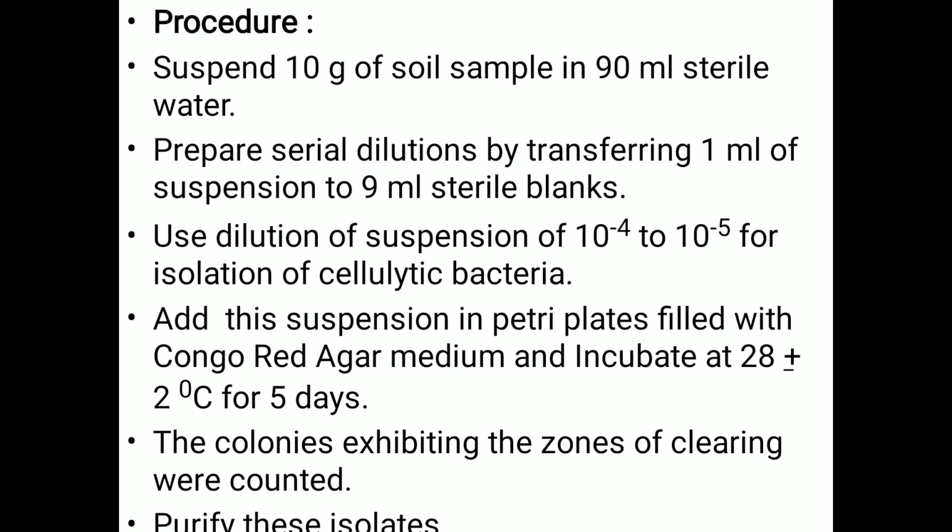We add on that medium, and the petri dish is incubated at 28 plus or minus 2 degrees Celsius for 1 week, or 5 to 7 days. Then after 5 to 7 days, the colony exhibits a zone of clearing, that is a whitish zone observed on the media, and we count the cellulolytic microorganisms, then purify those isolates. That means from that petri dish we do the purification process, and separately that microorganism is multiplied on a test tube slant.